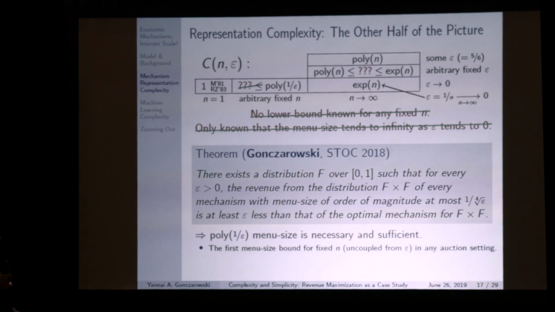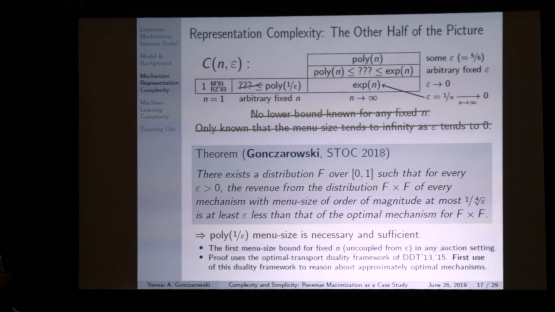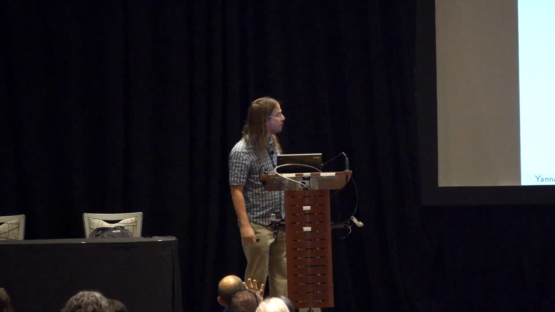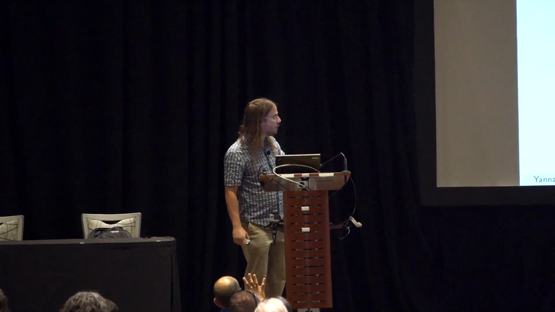So this is the first menu size bound for fixed n uncoupled from epsilon, so not setting epsilon equals 1/n or epsilon equals some function of n, in any auction setting, even beyond the multi-item setting. And the proof uses, I'm not going to be able to go into that, but it uses the optimal transport duality framework of Daskalakis et al., recently come out in Econometrica, really some of the most beautiful math I've ever seen, their framework.